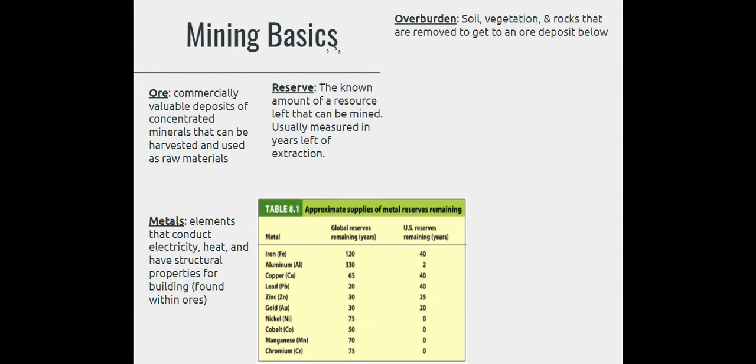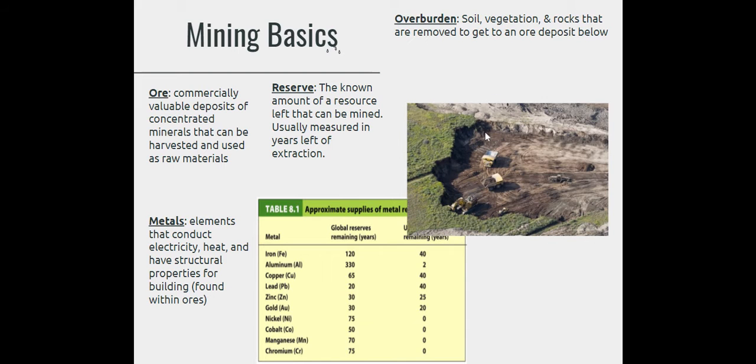Overburden is another term. It's all that material, like the soil, vegetation, and rocks, that you have to remove so that you can get to the ore deposit below. For example, all this over here is overburden. It's a pain for the miners, even though it's very pretty.